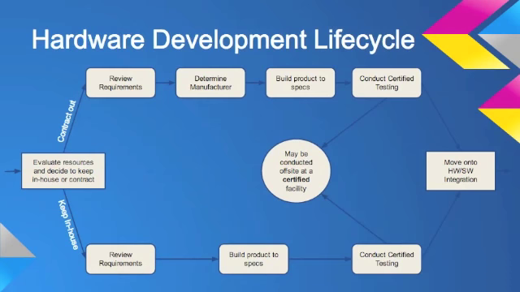The hardware development lifecycle is broken down into two pieces, whether you can contract out to another company or whether you keep the design in-house. Both of these require a review of the specific requirements before moving on. If you contract out, you may also have an option to hire another manufacturer, which later on in the presentation I'll explain more. From there, you build the product to specs, you conduct certified testing with verification and validation, and then you move on to hardware-software integration.